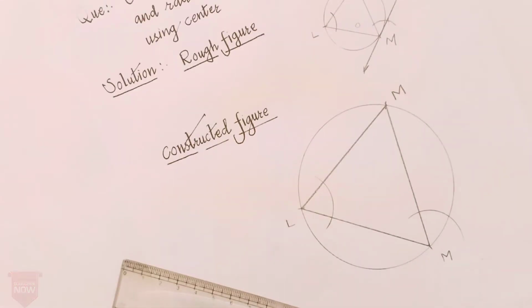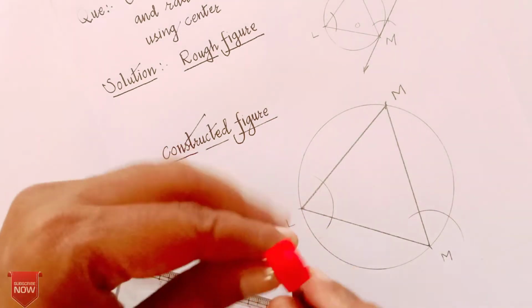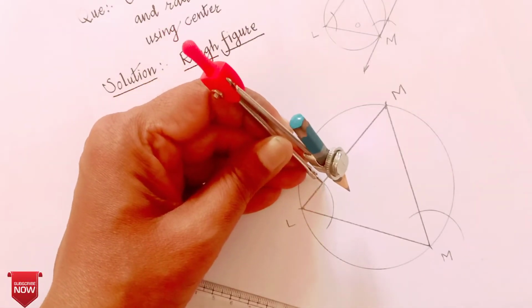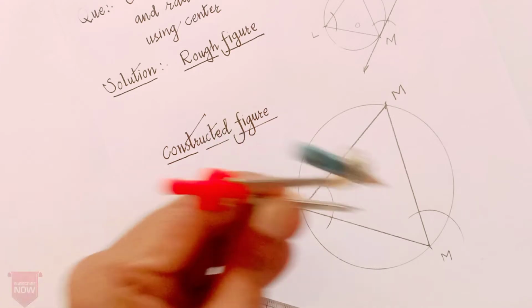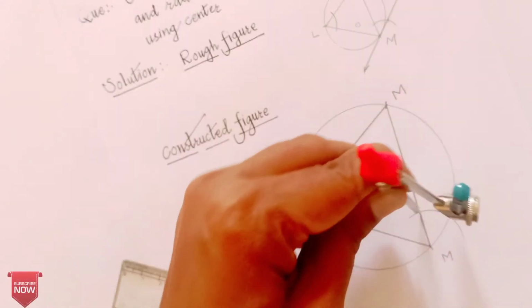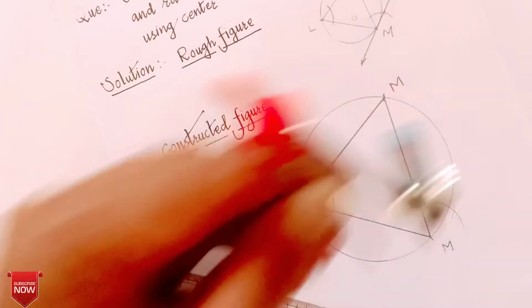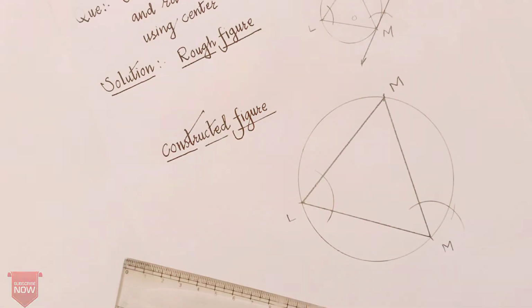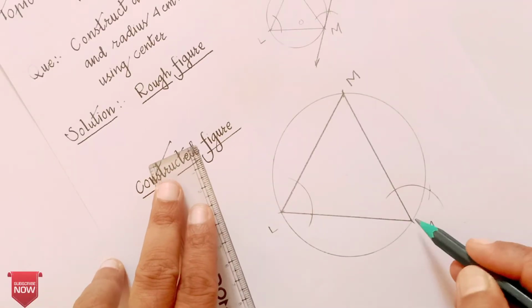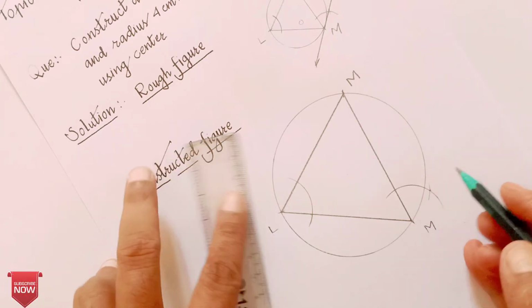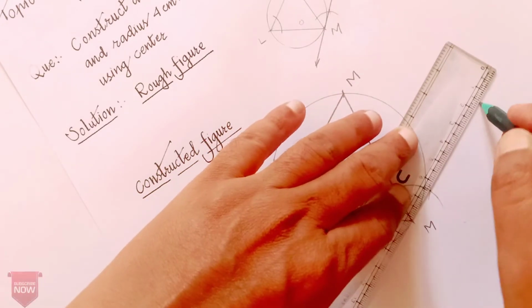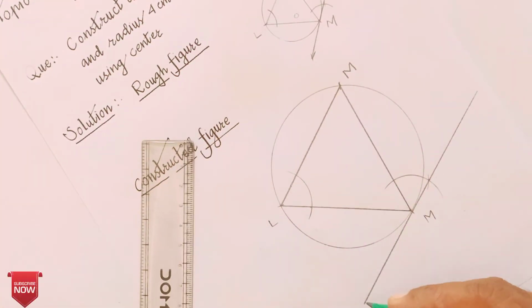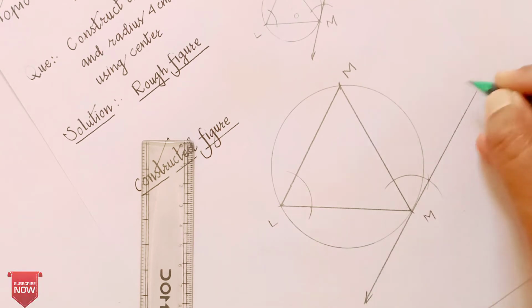Now after that, what is our next step? You take this distance. You take a distance equal to this. Now after that you again mark a point here, and this is the point of intersection. Now see here, this point and this point, you draw a tangent. This is our required tangent.